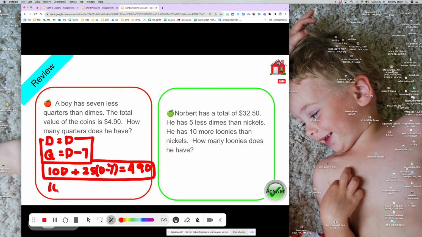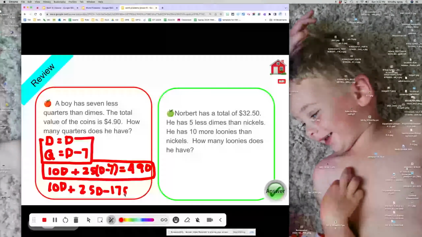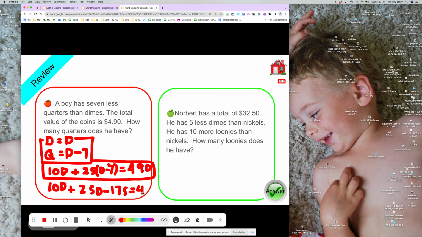We can expand this out. You all mastered the last chapter. So it's going to be 10D plus 25D minus 25 times 7, which is 175, equals 490. Now, I'm not going to finish this problem here for you because I know you know how to collect these terms, take the 175 to the other side and divide by 35.